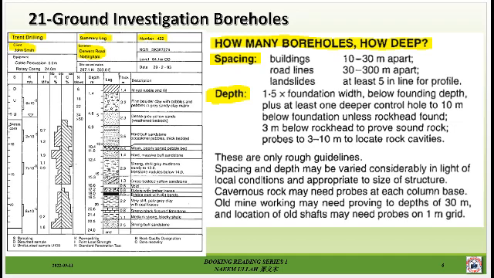Depth, 1.5 times the foundation width below founding depth, plus at least one deeper control hole to 10 meters below foundation, unless rockhead found. 3 meters below rockhead to prove sound rock. Probes to 3 to 10 meters to look for rock cavities. These are only rough guidelines. Spacing and depth may be varied considerably in light of local conditions and appropriate to the size of structure.